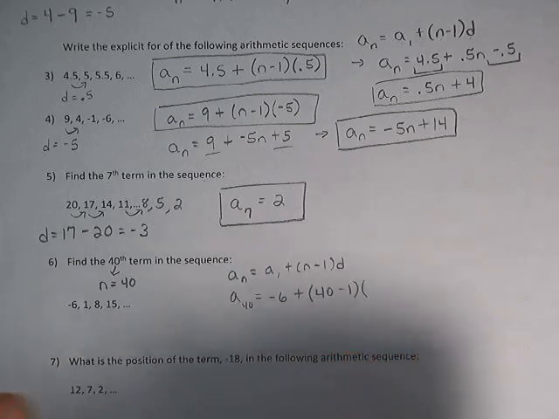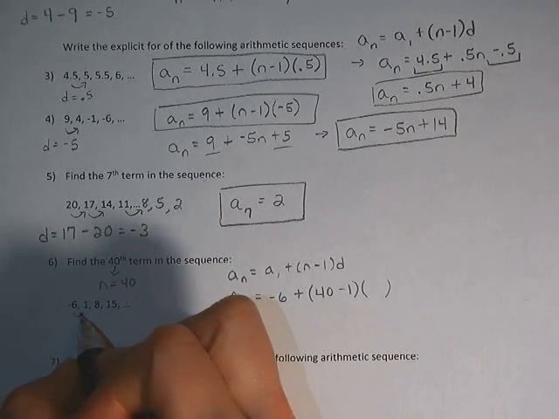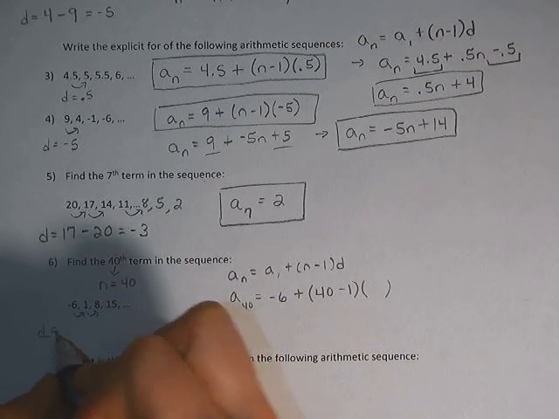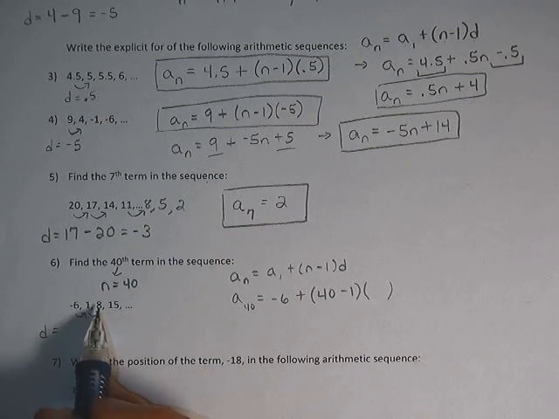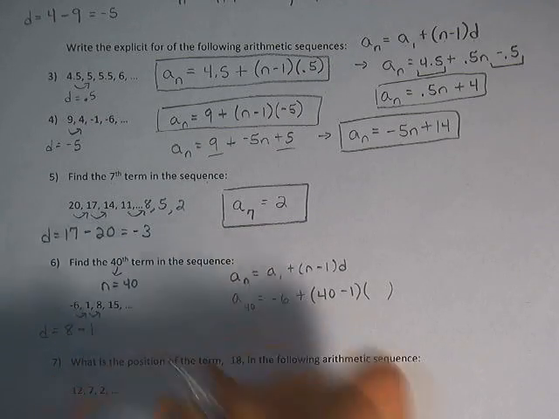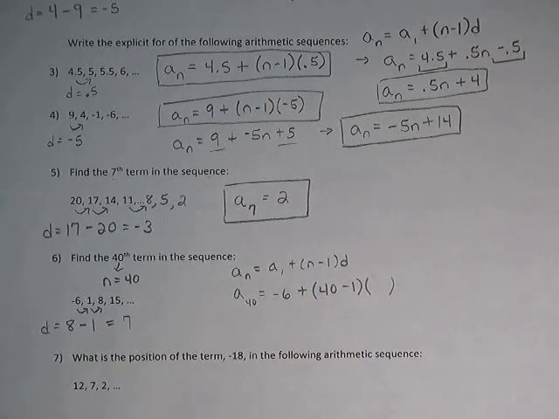And then you just have to find what the pattern is, what the common difference is, the number that's added each time. Again, if that's hard to find, just take one number minus the one before it. So an easy one for me to do would be 8 minus 1. And so I get 7. So that means you're adding 7.